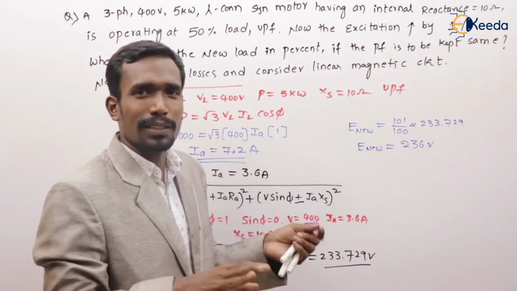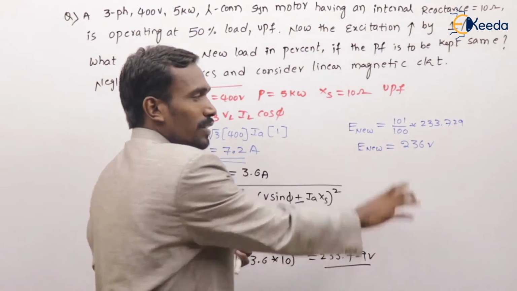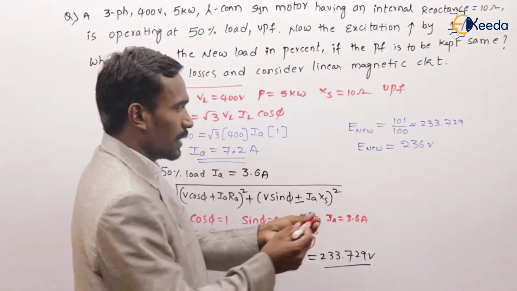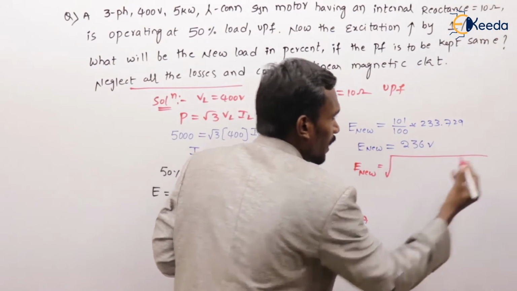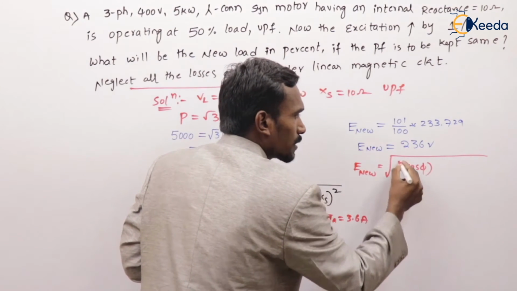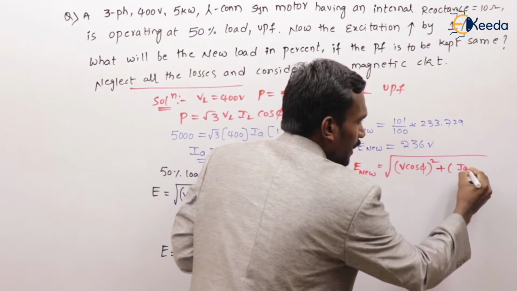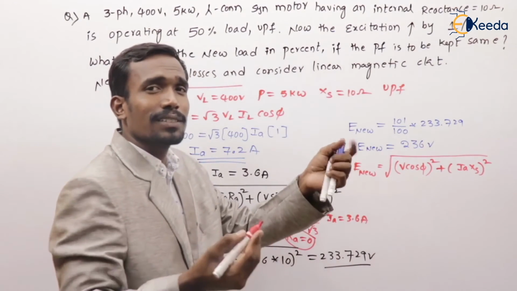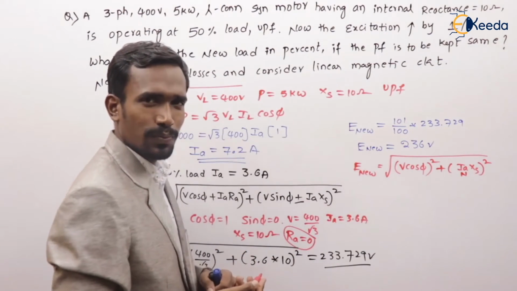Now my question is not completed. Now we have entered into the question. With the new EMF, we have to find out the new current. What is the formula? The new EMF is equal to the square root of (V into cos phi) whole square, because RA is 0, plus (IA into XS) whole square, because sin phi is 0. This is the IA new. We have to find out IA new.